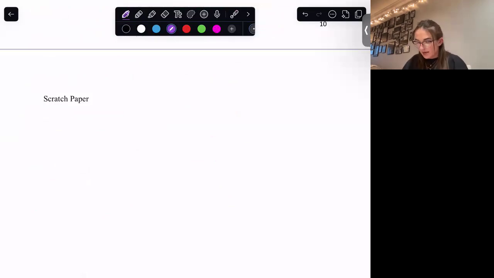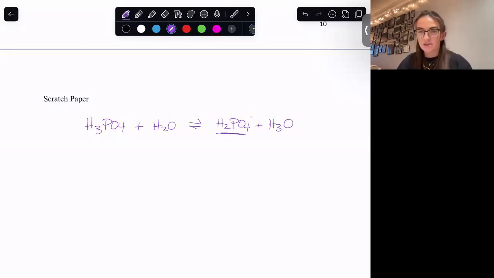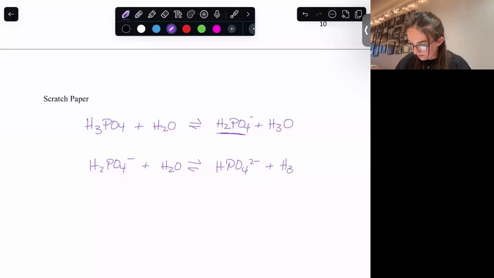For di and triprotic acids, if you have something like H3PO4, you have to write each acid dissociation as only 1 proton being removed at a time. So when H3PO4 is in solution, this will form H2PO4 minus plus H3O plus. This is now another acid, and H2PO4 minus plus H2O can form HPO4 2 minus and H3O plus. We have one more acid, and that can be HPO4 2 minus plus water forms PO4 3 minus and H3O plus.